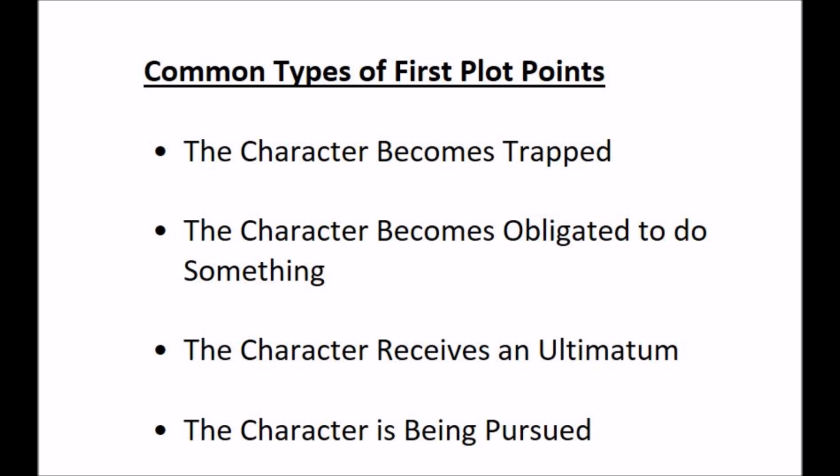So the first is the character becomes trapped. The second is the character becomes obligated to do something. The third is the character receives an ultimatum. And the fourth is the character is being pursued. And I'm going to go over these 4 types in depth in terms of how they might play out in a novel. So the first type that I want to cover is the character becomes physically trapped.